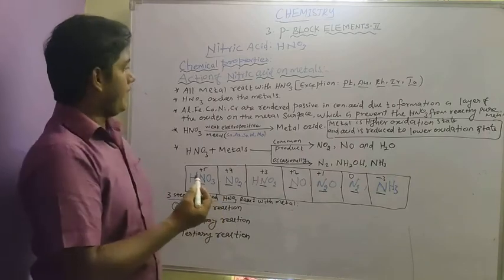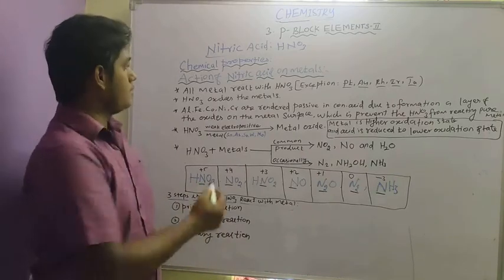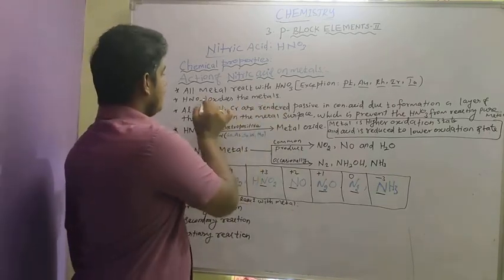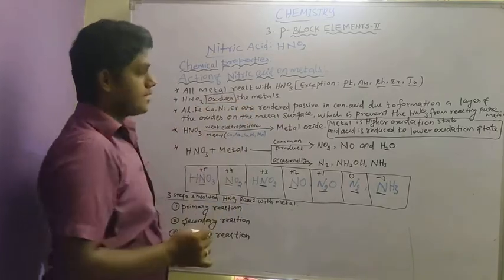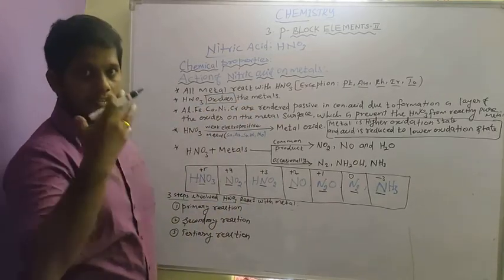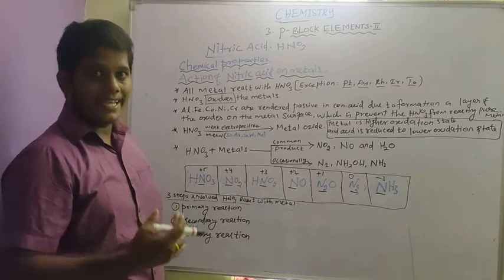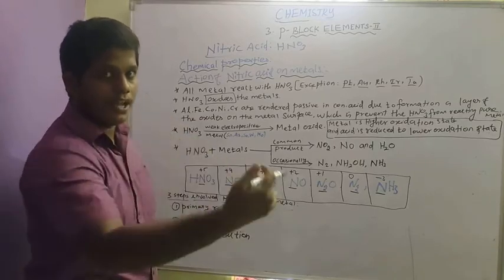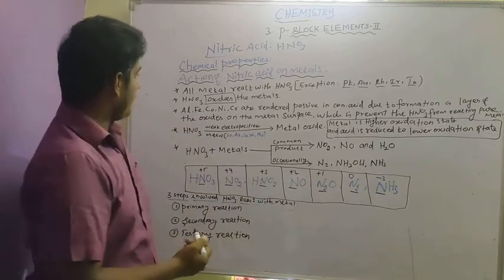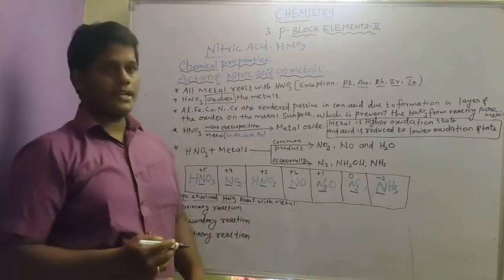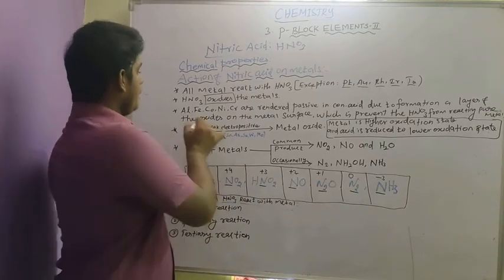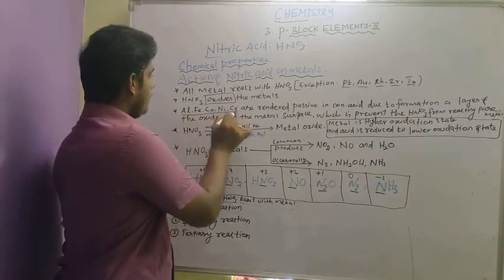Then next, nitric acid oxidizes the metals. That means the metal is easily oxidized, that means a higher oxidation state is converted to a lower oxidation state. So next, aluminium, iron, cobalt, nickel and chromium. These are the more important elements.